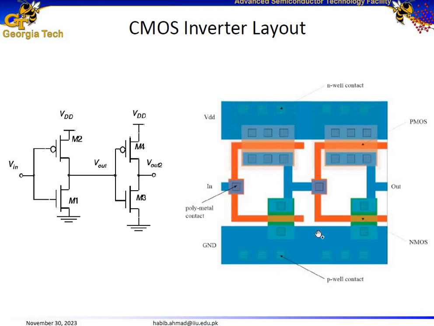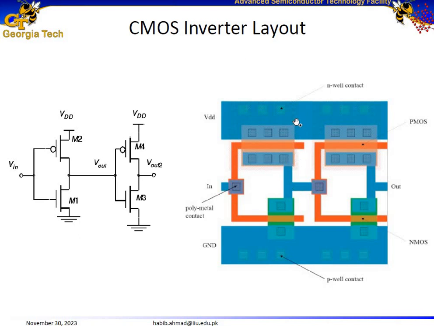Then we have a polysilicon layer. This side over here represents the length of the transistor, and this side represents the width of the NMOS transistor. Similarly, this polysilicon then runs over the PMOS as well, where this side is the length of the PMOS and this side is the width of the PMOS. The source of the PMOS is connected to VDD and the drain of the PMOS is connected to Vout. Similarly, the source of the NMOS is connected to ground and the drain of the NMOS is connected to Vout.